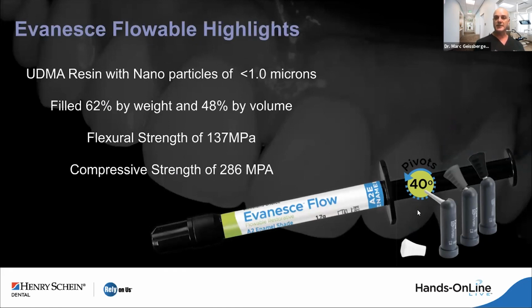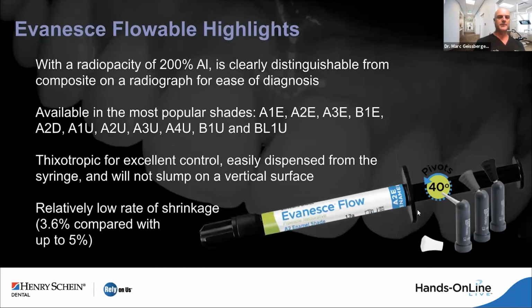This is filled 62% by weight and 48% by volume, which is a relatively highly filled flowable. And what that gives you is high flexural strength and, again, very high compressive strength. But that high filler content also gives you a flowable that stays put. It's not one that's going to slump on you or run all over the place. And if you're using a flowable in a class 5, that's a real good idea. So we'll be demonstrating that.